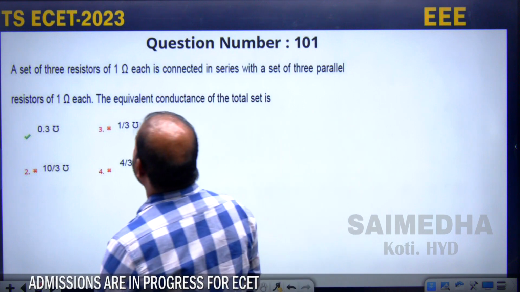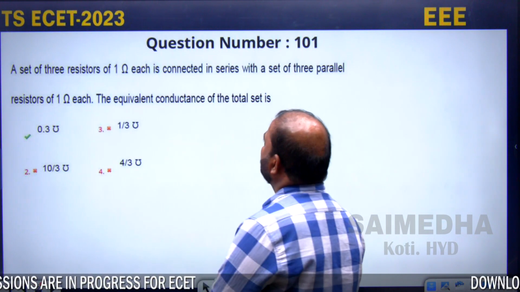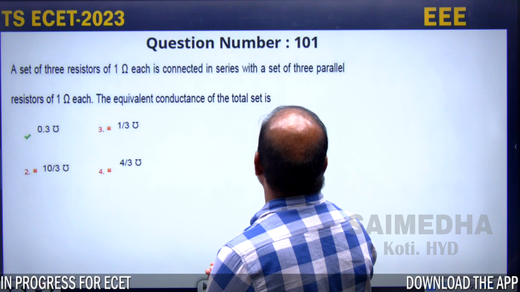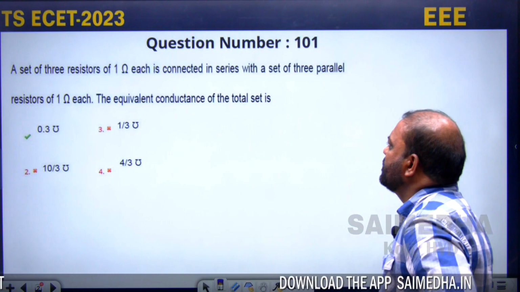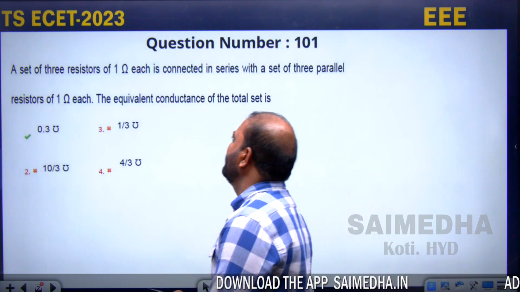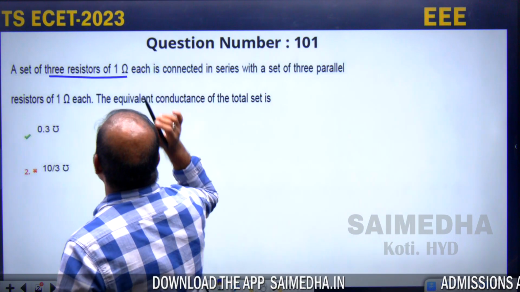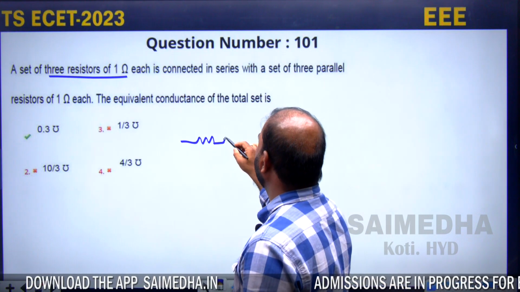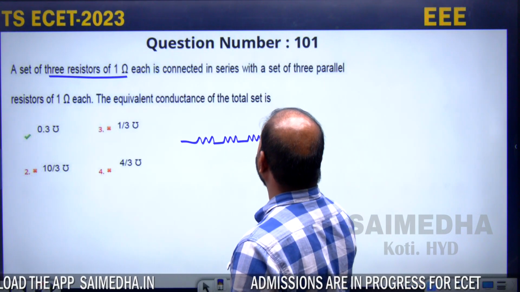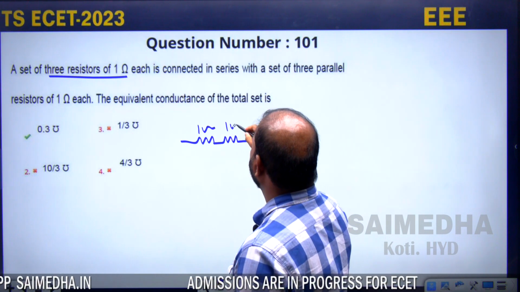A set of 3 resistors of 1 ohm each is connected in series with a set of 3 parallel resistors of 1 ohm each. The equivalent conductance of the total set is? First of all, try to understand the question. A set of 3 resistors of 1 ohm each connected in series. So, we have 3 resistors here, resistor 1, resistor 2, resistor 3. Each resistor value is 1 ohm here.